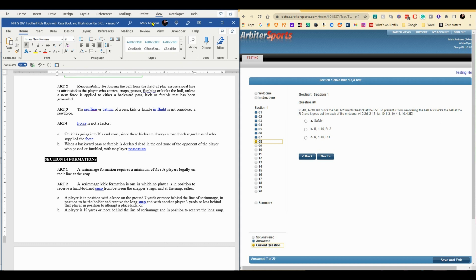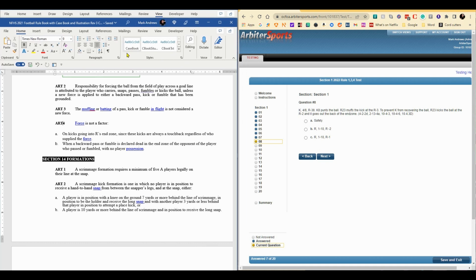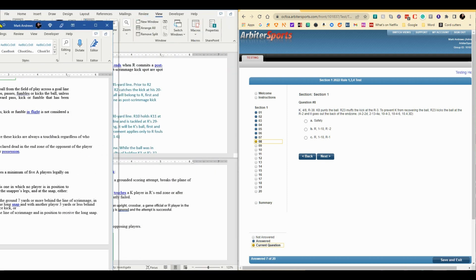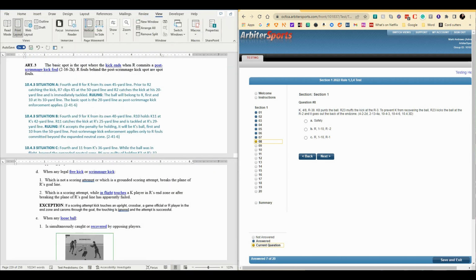we've talked about this before, and this is regarding force. And force is not a factor on kicks going into R's end zone, since these kicks are always a touchback, regardless of who supplied the force. So, even though R illegally kicked the ball, which is a foul, that kicking did not result in a safety. Okay, as soon as the ball broke the plane, it was dead.